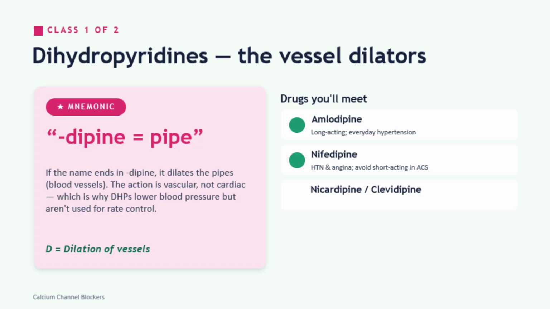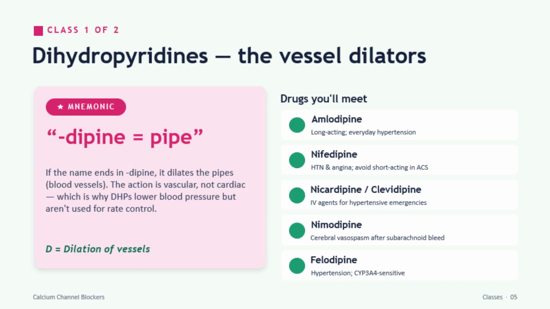Let us meet the pipe family, the dihydropyridines, and I have got a mnemonic that makes these effortless. They all end in dipine, so just remember dipine equals pipe. Amlodipine, nifedipine, nicardipine, clevidipine, nimodipine, hear that ending. Dipine, dipine, dipine. They dilate the pipes, your blood vessels. So anytime you see a drug ending in dipine on your exam, your brain should instantly shout pipe vasodilator. Easy, right? I told you the 2 family split would pay off.